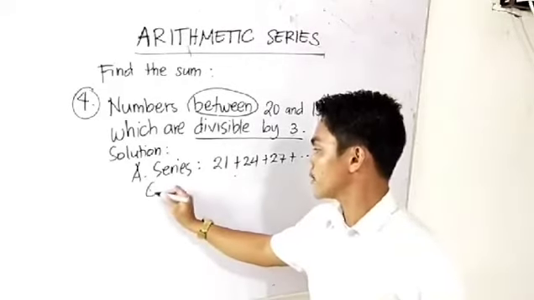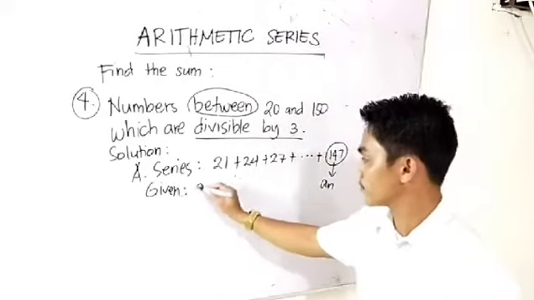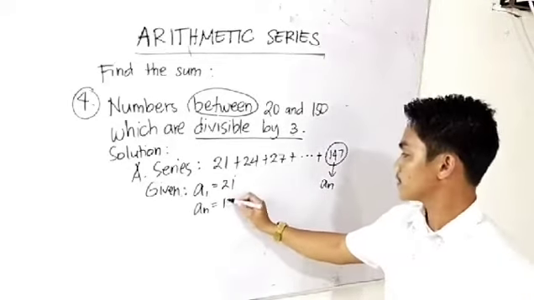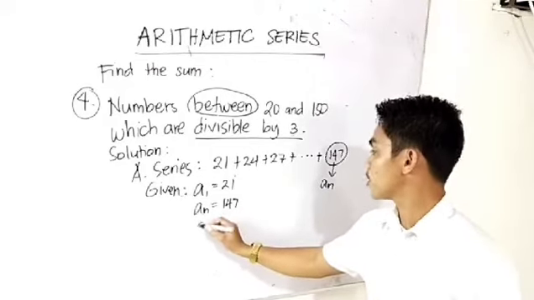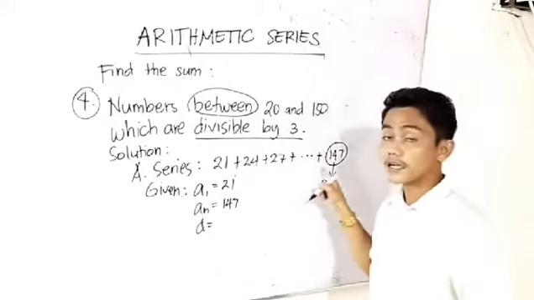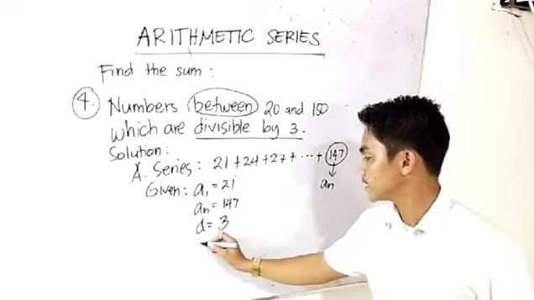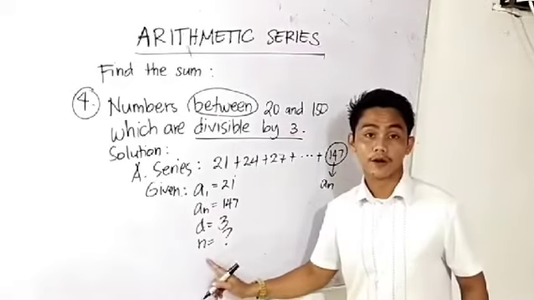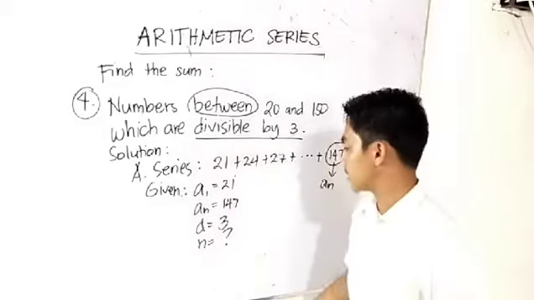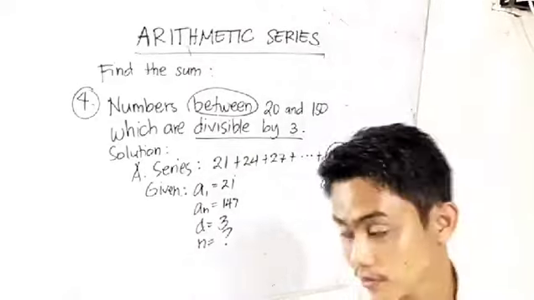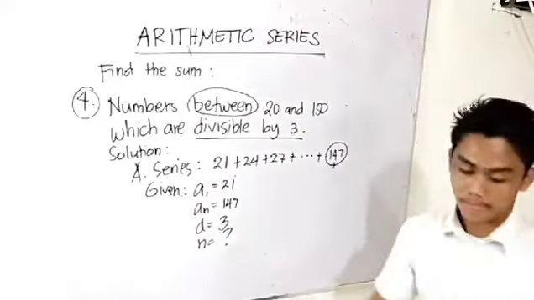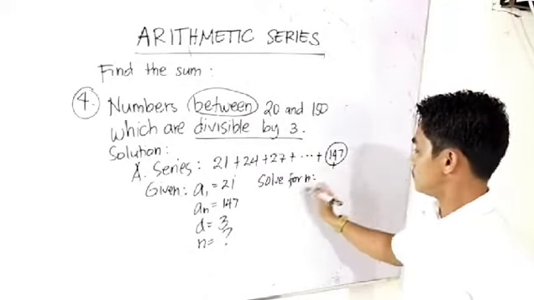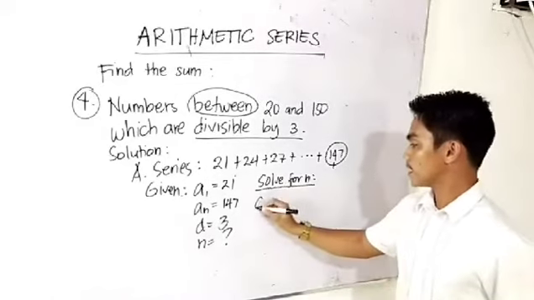Okay? So, information. In the given, we have the first term, 21. We have the last term, 147. And we have the common difference of, it increases by 3, obviously. And then, the number of terms ay hindi pa natin alam. But this is a primary requirement in the formula. Ibig sabihin, kailangan muna natin siya i-solve. Siya yung ating unang isosolve. Okay? Solve for n. Formula again is the n term.